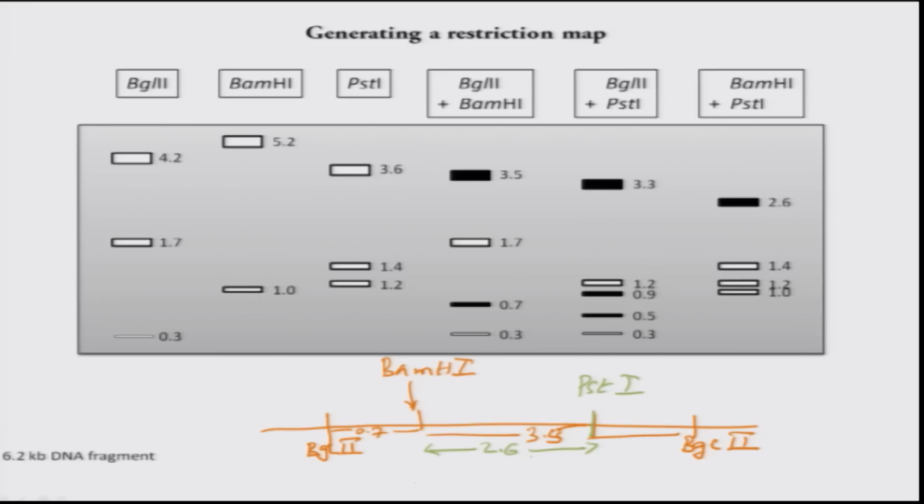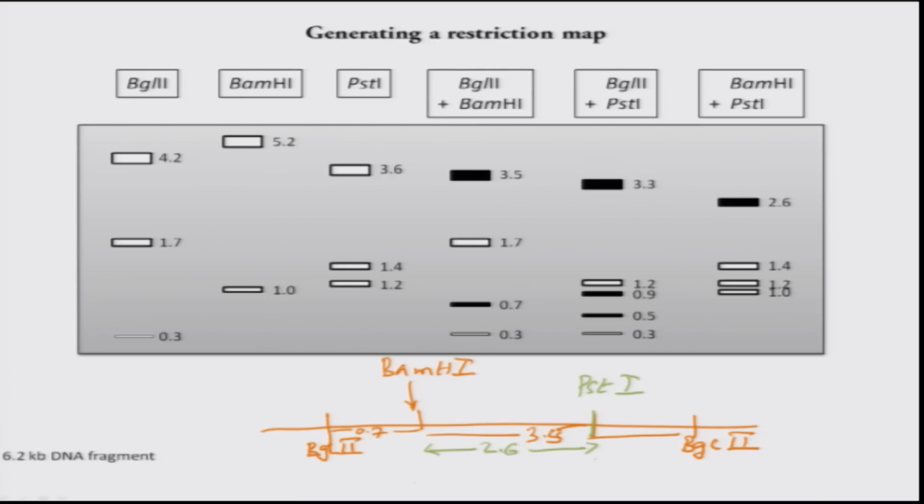Okay. Now let us look at the third double digest, that is for BGL2 and PST1. Here we get 3 new bands, 3.3, 0.9 and 0.5 kb, the rest are already there in the single digests. If we look at the BGL2 single digest, there is a 4.2 kb band, and it seems that that is being cleaved into a 3.3 and 0.9 kb band by a PST1 site.